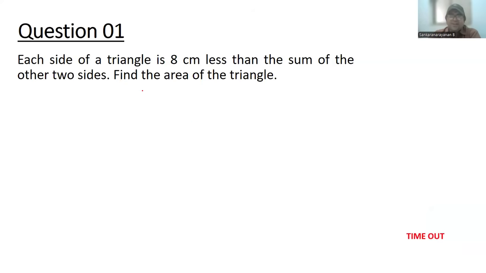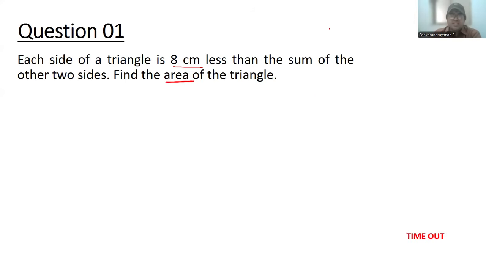So let me give you the explanation for this question. Read the question. Each side of a triangle is 8 centimeters less than the sum of the other two sides. You are asked to find the area of the triangle. When you read the first sentence, if you understood that the triangle I am referring to is going to be an equilateral triangle, if you get that intuition, that's really great. I appreciate that.